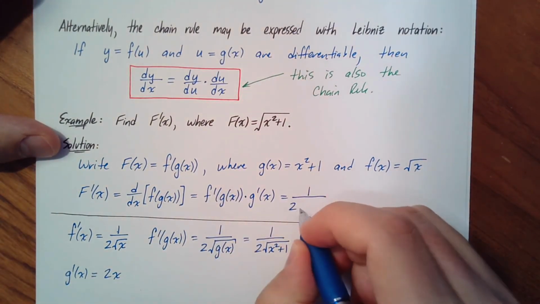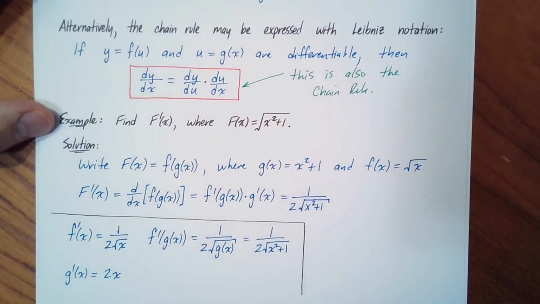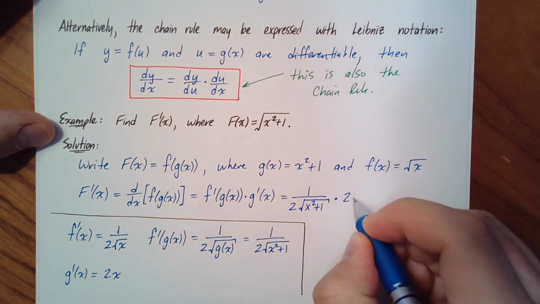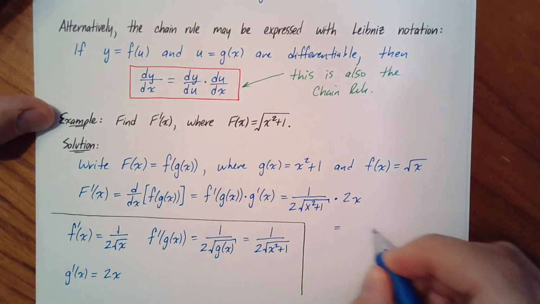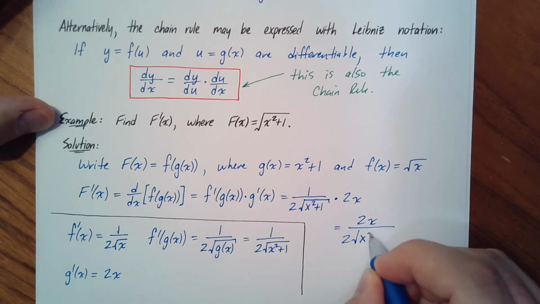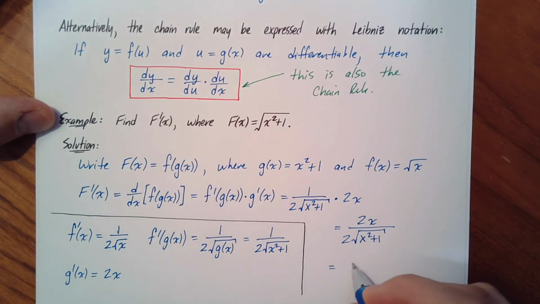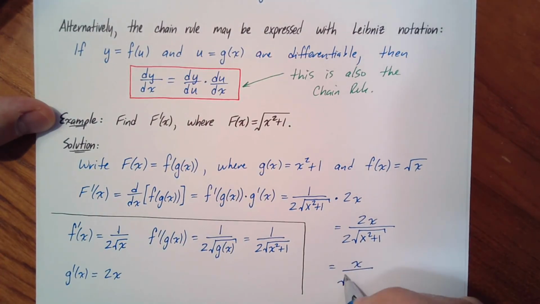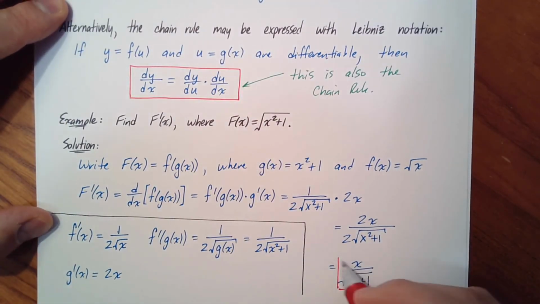We've got 1 over 2 root x squared plus 1. And then it's going to be multiplied by g prime of x, which is 2x. So we'll multiply that by 2x here. And then really, we can clean this up a bit. Really, this is 2x over 2 times the square root of x squared plus 1. And you can cancel the 2's, and that's about as much as you can do. So you end up getting x over the square root of x squared plus 1. So that is our capital F prime of x.